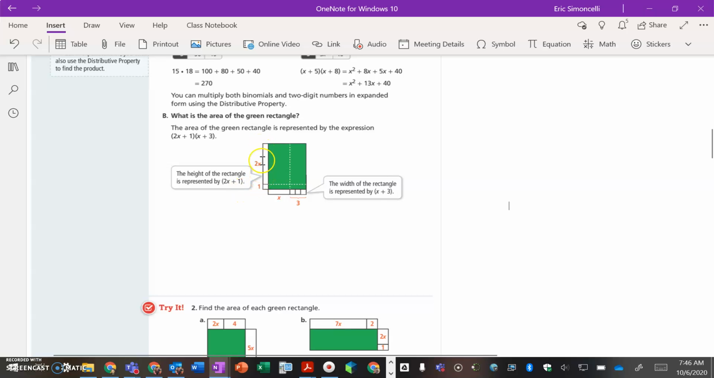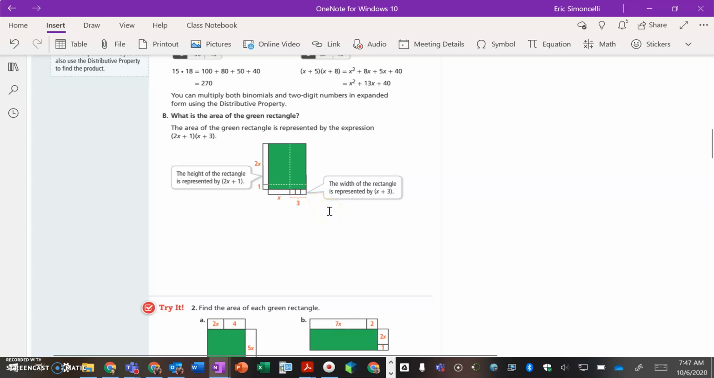So here's 2x, and here's the little extra part, 1. So 2x plus 1 in its entirety is the height. Okay. The width of the rectangle is very much the same, except here is x. And then you have 3 smaller squares to kind of scoot next to that or squeeze next to that. So x plus 1, 2, 3 smaller squares.